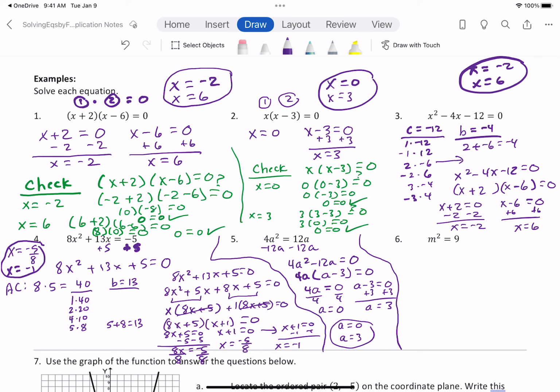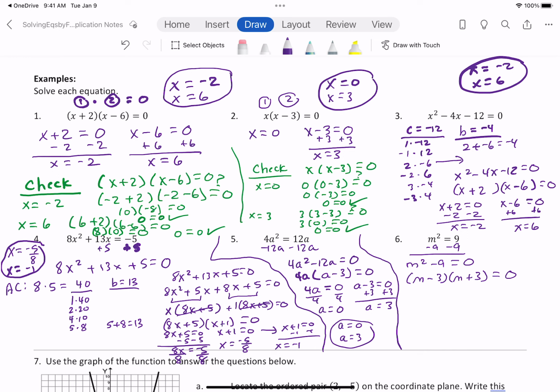All right, one more of these. This one, again, first thing we have to do is manipulate to get the equation equal to 0. So let's subtract the 9 from both sides. So we get m squared minus 9 equals 0. So this one, hopefully you're starting to recognize as a difference of perfect squares. So that means we can factor this as m minus 3, m plus 3. If you don't remember why that's true, look back at your previous notes or contact me and let's talk about it.